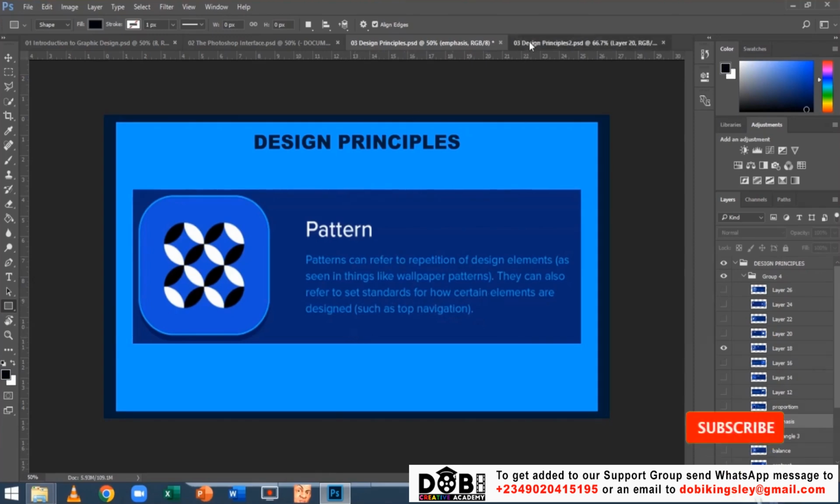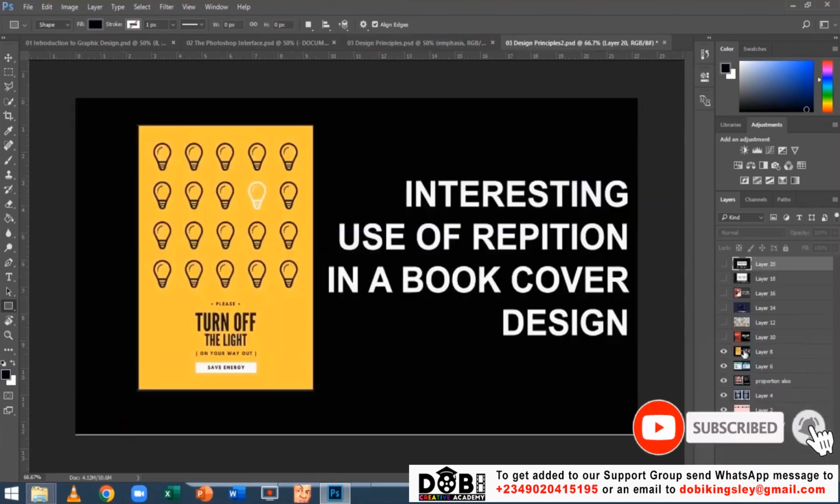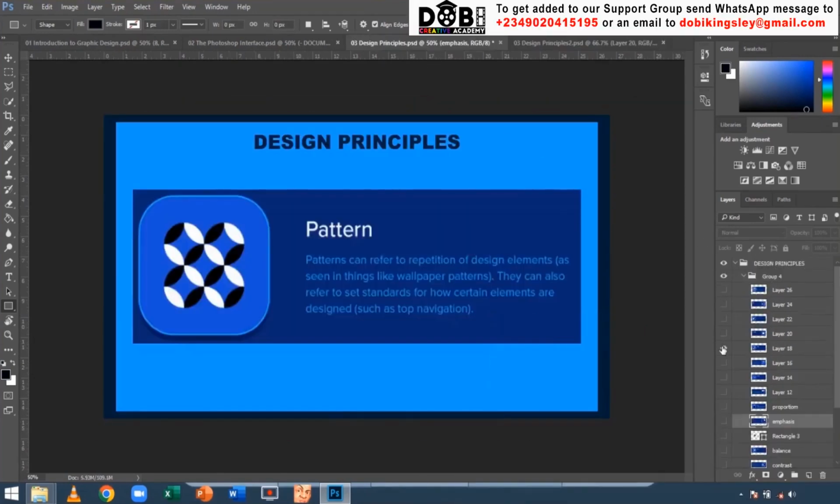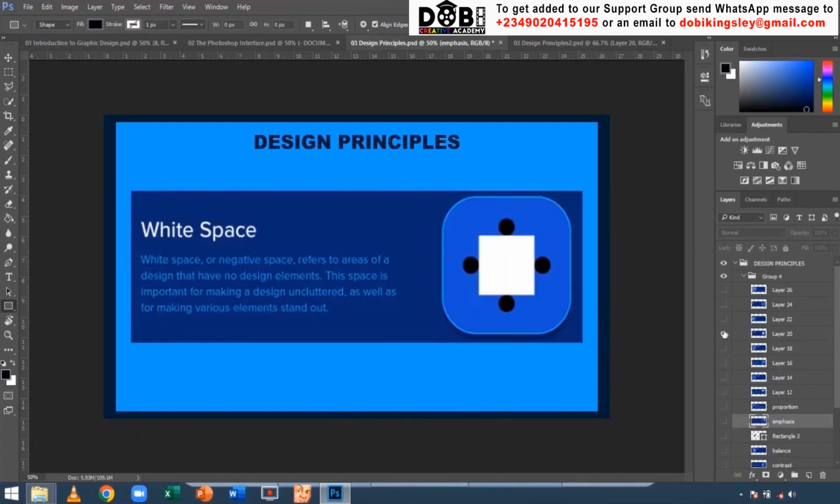Let's just look at the use of pattern. So, repetition of design elements. You can see somehow we just love patterns. Somehow patterns are beautiful to the eyes. Somehow our brains just love patterns. Just know that that's also a principle. So white space, yes, many people will be like, white space.